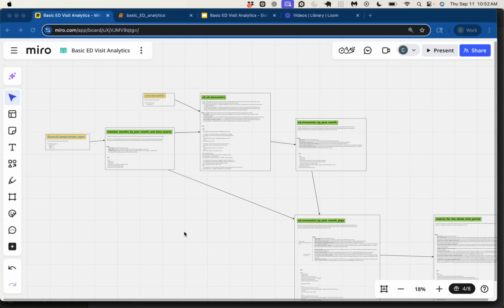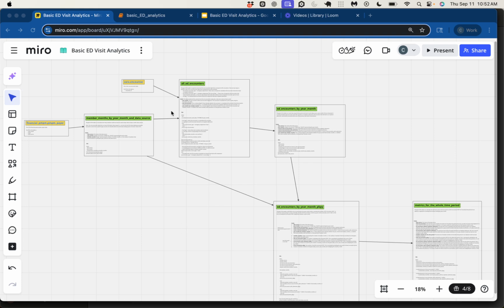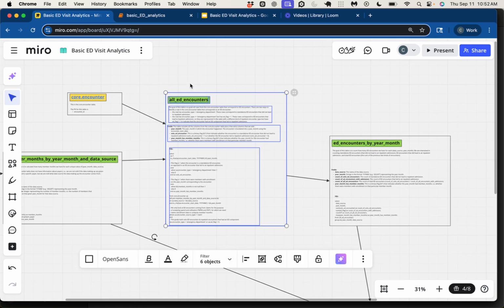In a previous video, I showed example queries like these that could be used to answer basic ED visit analytics. Here I'm going to run these queries against the Medicare LDS 2022 and 2023 dataset and show examples of how you can answer questions using that dataset. We'll start with this all ED encounters table. The output of this query is a table with all ED encounters.